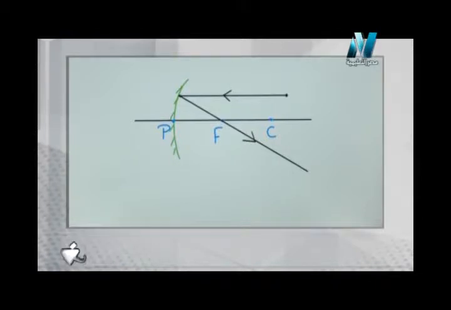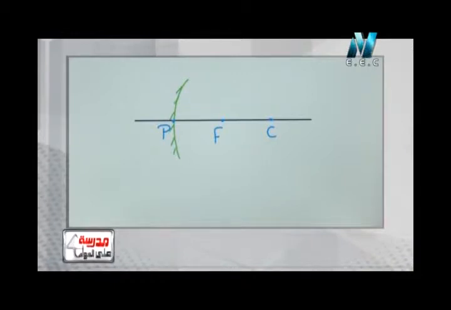And another case: if the light ray falls through the focus, it will reflect parallel to the principal axis.